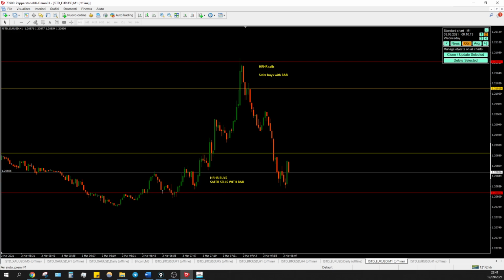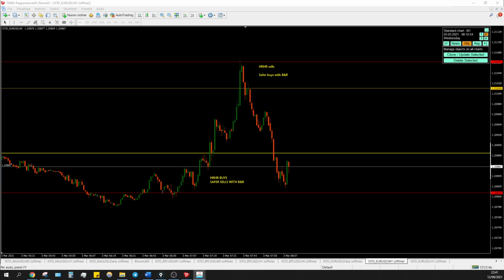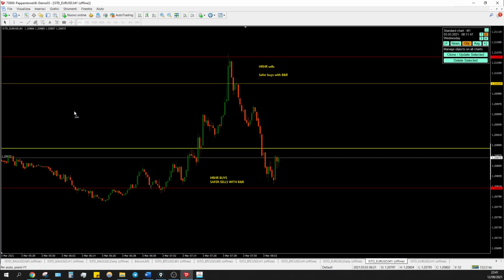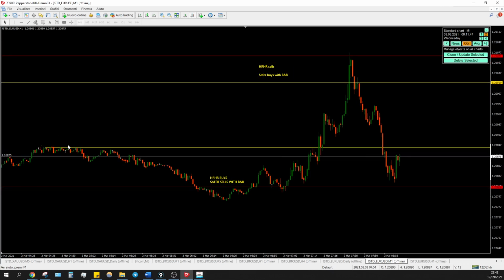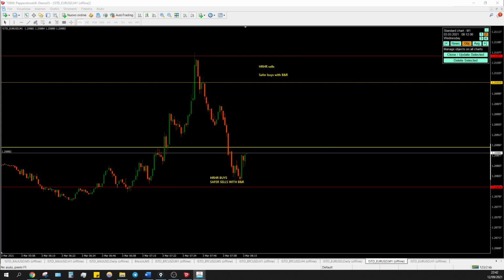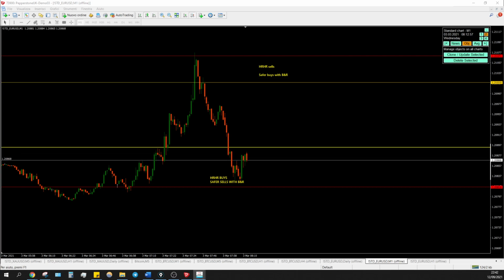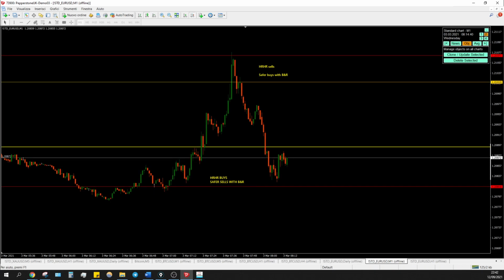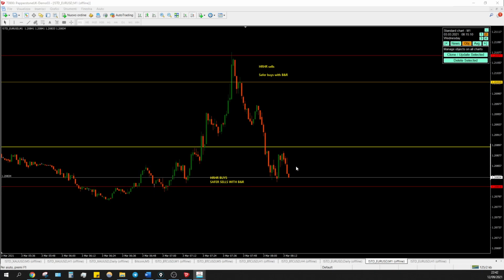Okay, perfect. Okay, now I'm back. We might consider some high risk reward buys above here. Be very high risk. We're still ranging. We're not having exactly confirmation on the buyer side, apart from this candle.